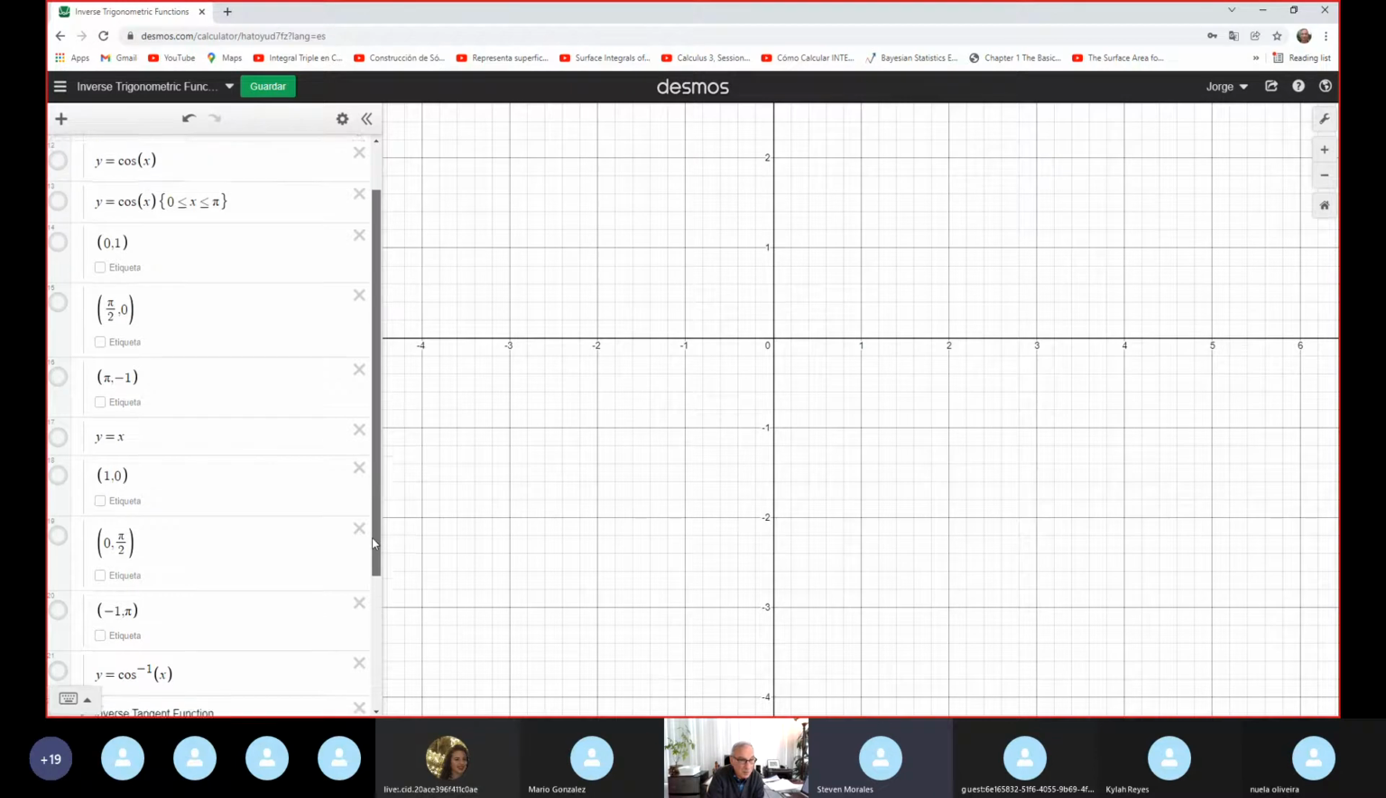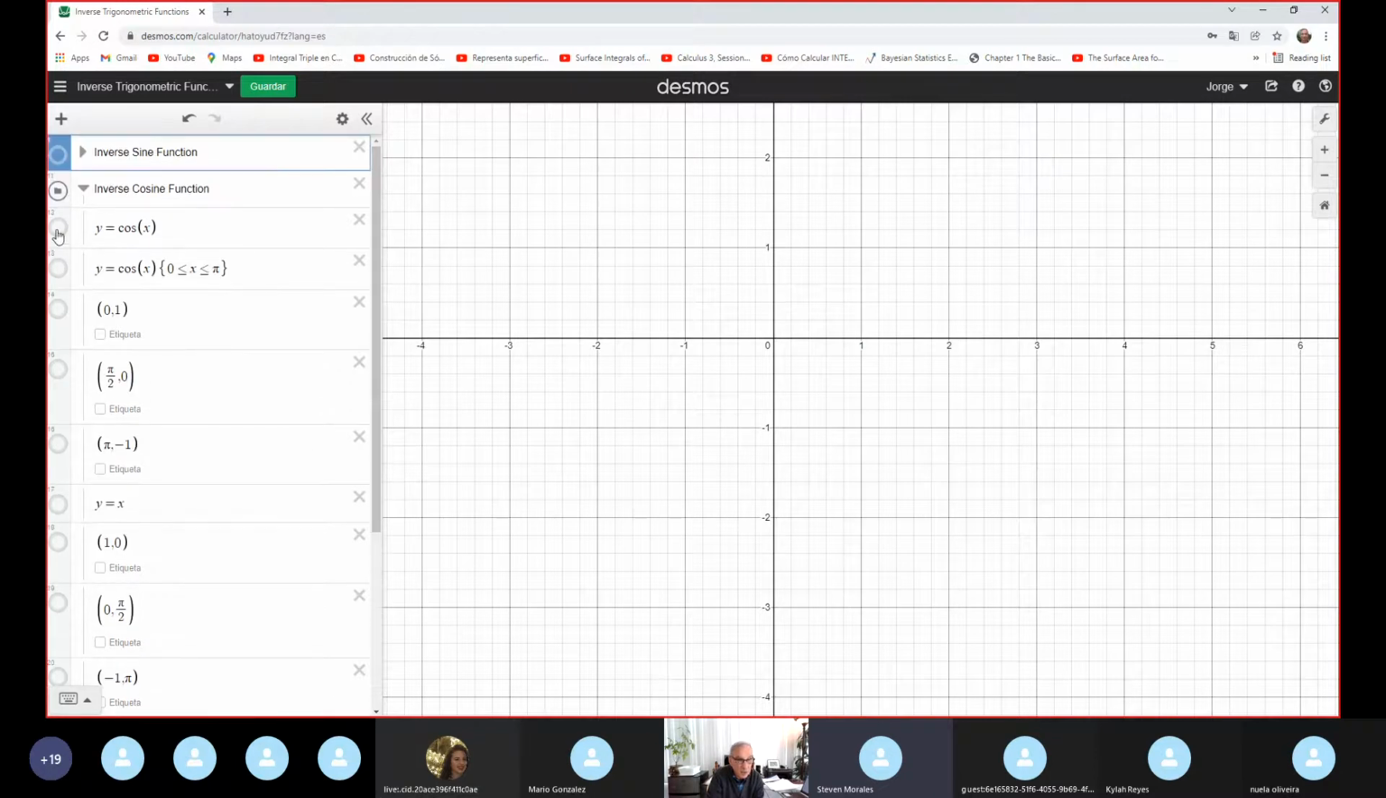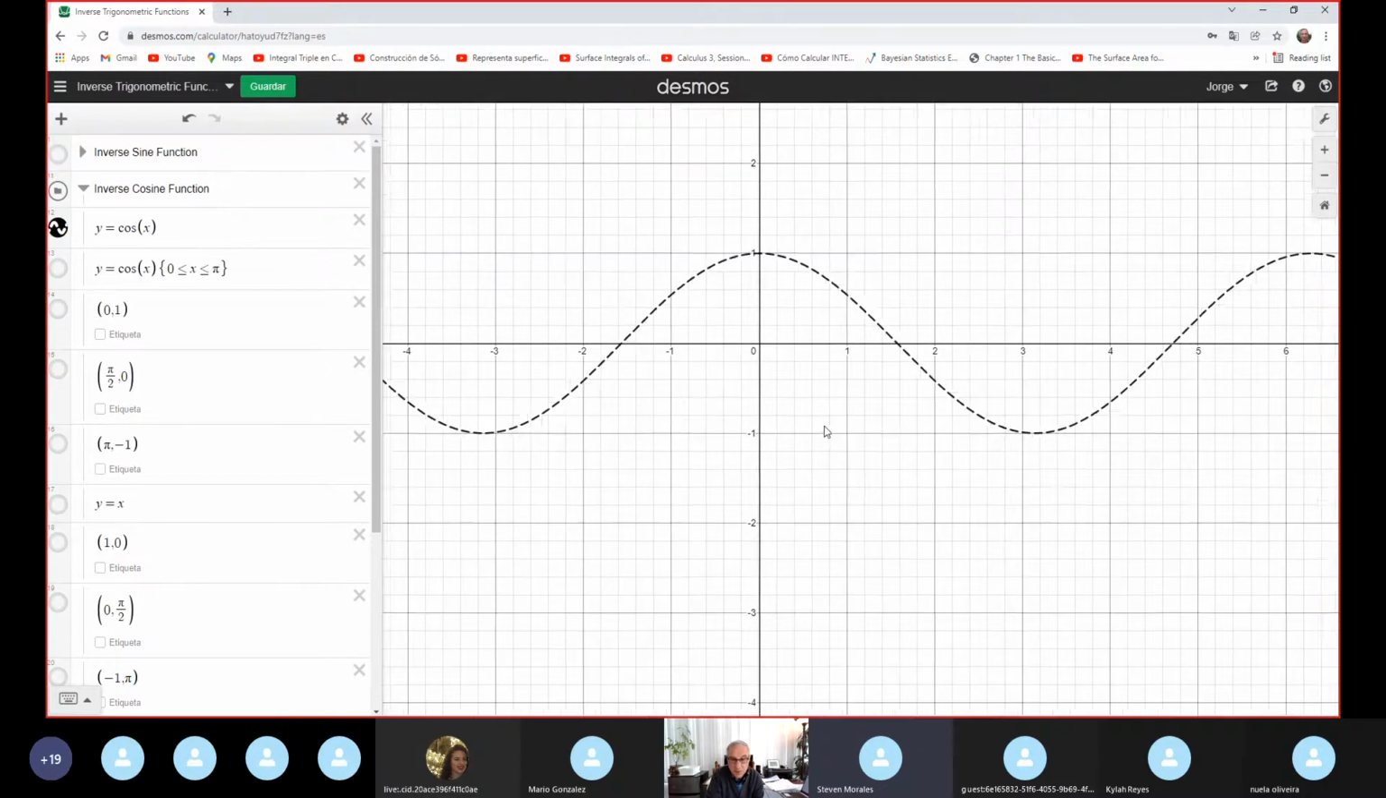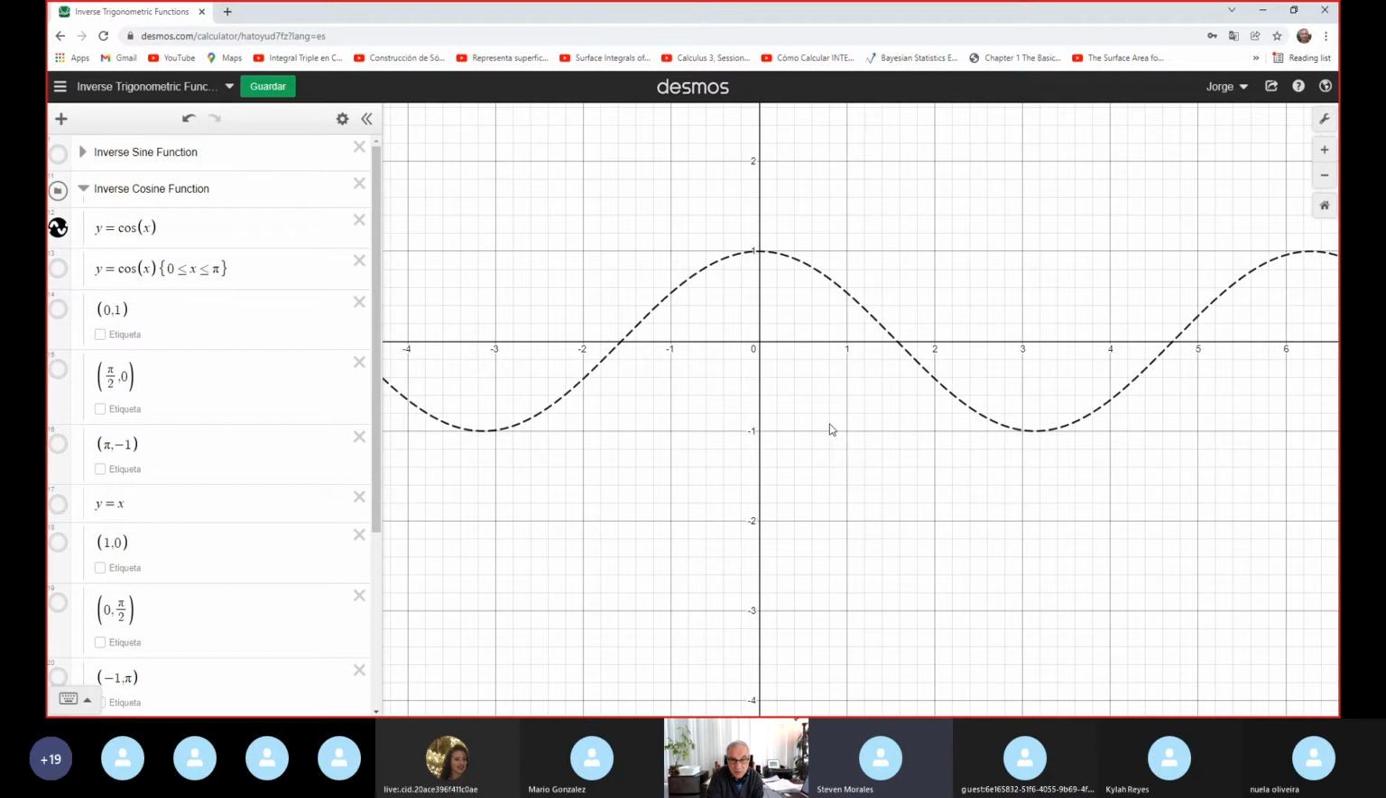Okay, look at that. This is our cosine that everyone knows very well. Remember, the difference between cosine and sine is that cosine starts at maximum positive, no? Sine no, sine starts at zero. Okay. But again, it happens that it is not a one-to-one function. You take one piece of cosine.